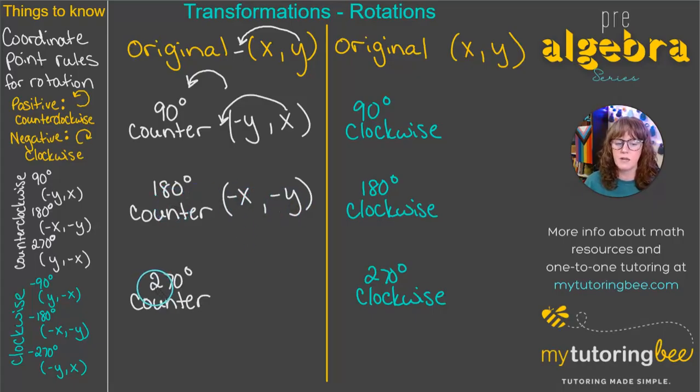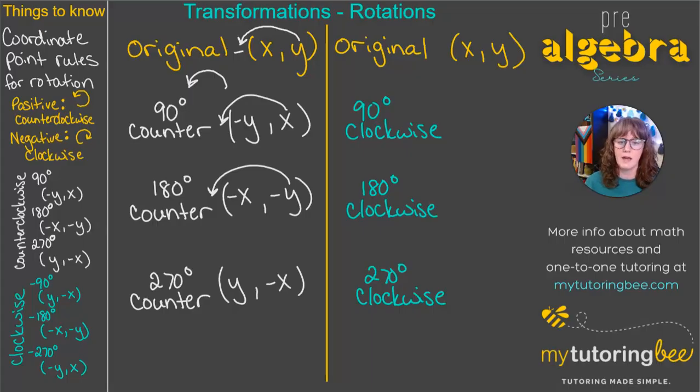And then one more time for 270-degree counterclockwise, we're going to take that number that's in the right-hand position, rotate it around over to the other side, change the sign. Don't forget to change the sign. So since this one's already negative, we're going to make it positive. And that would be our 270 counterclockwise rule.